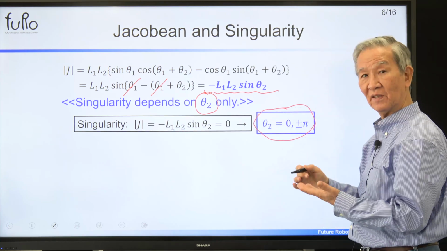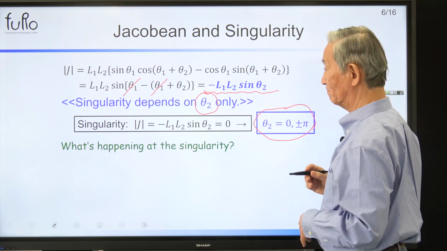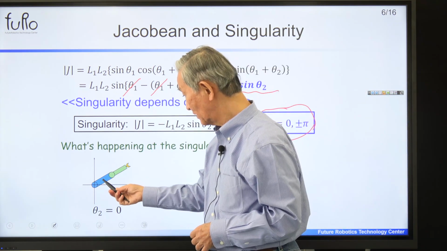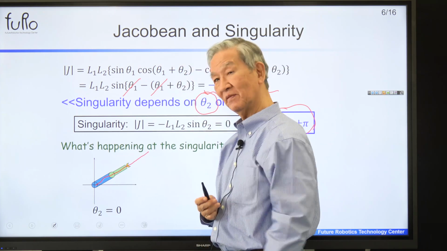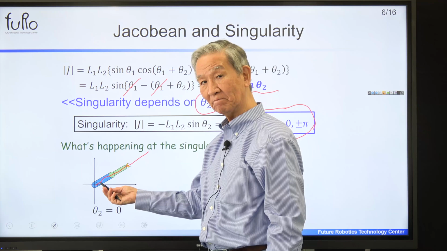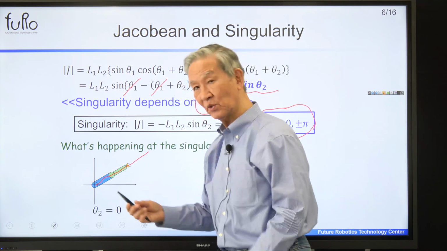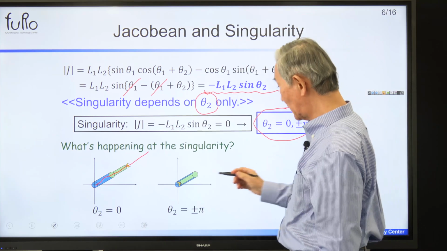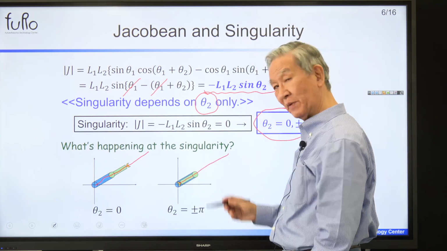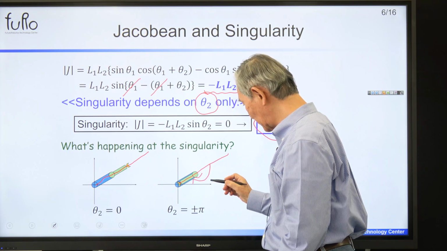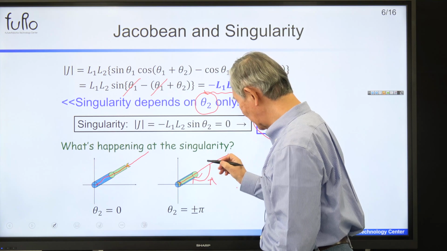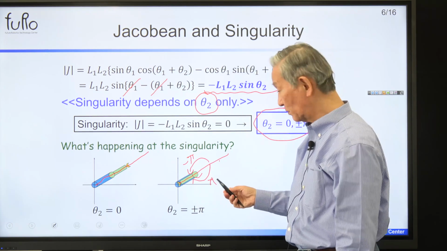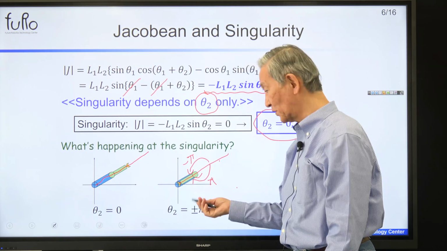So let's take a look at this one. We got this for the singularity. At the singularity, what's happening here? Theta 2 is equal to 0, meaning theta 2 is measured from the direction of link 1. So theta 2 equal to 0 means link 1 and link 2 are in the same direction. And theta 2 equal to pi means that this is the link 1 direction, and this way is pi, and this way is negative pi, because if you remember, theta 2 was measured this way, so this is the plus direction for theta 2.